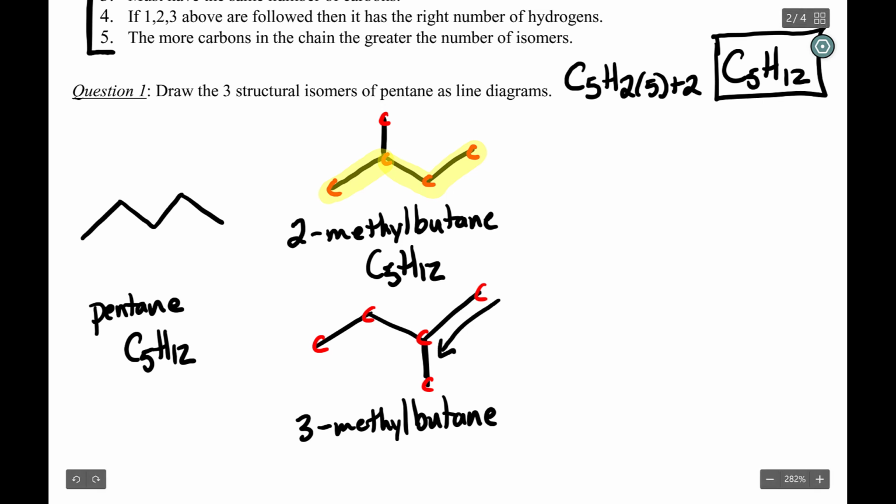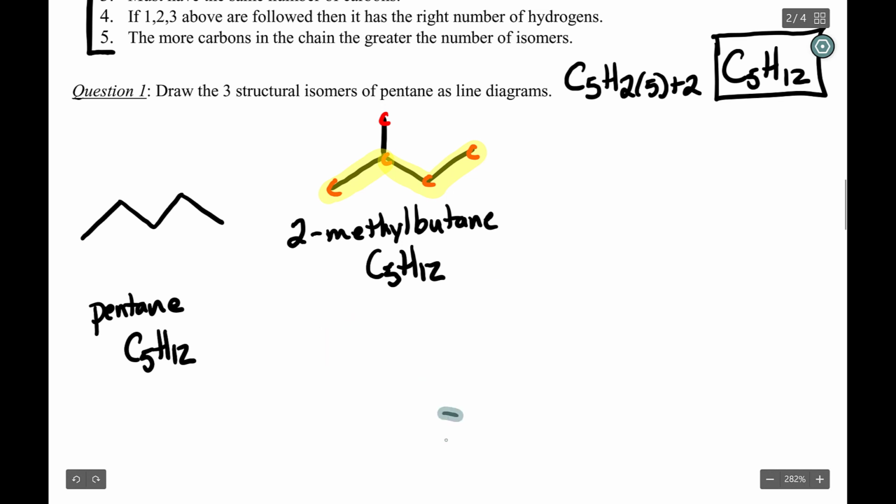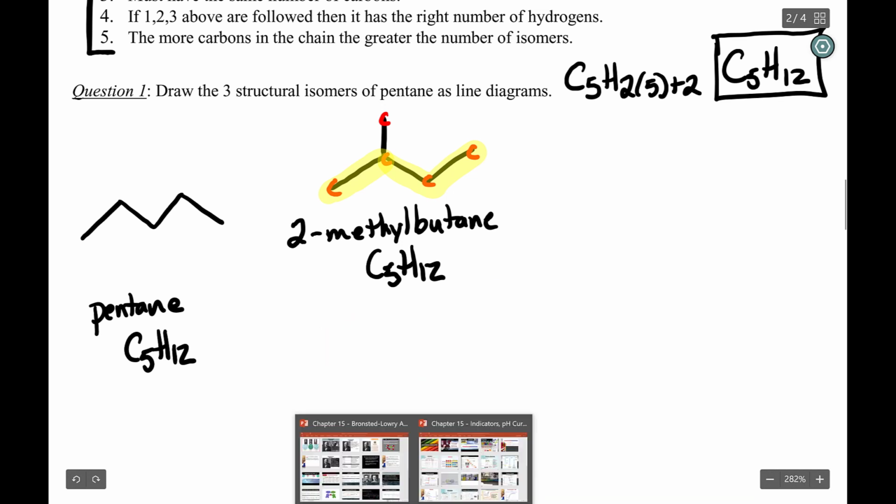There is no such thing as 3-methylbutane. This is simply 2-methylbutane drawn backwards. So please don't think that if you draw something one way or the other way, it's necessarily an isomer. You have to name it after you draw it, following the proper rules, in order for it to be real. So I don't want to draw that out again because I have it above. So one isomer of pentane is going to be 2-methylbutane.